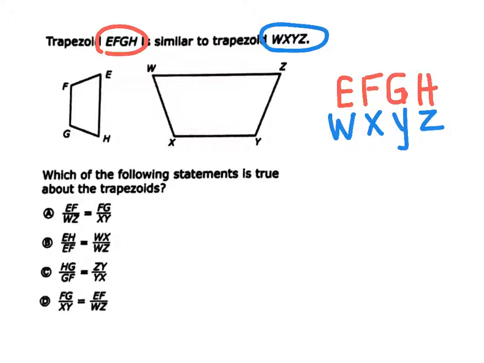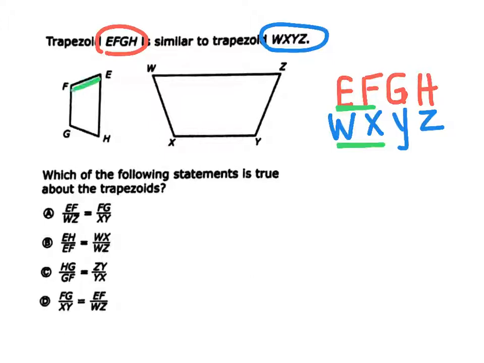For example, the angles that go together, E and W, are in the same position in the shapes. F and X are in the same, G and Y would be in the same location, and so is H and Z. So corresponding sides work the same way. These first two letters, E and F, correspond with W and X. So when I go look at those in my shapes, I could shade them the same color because then that would show me that they should be lined up in my proportions underneath.